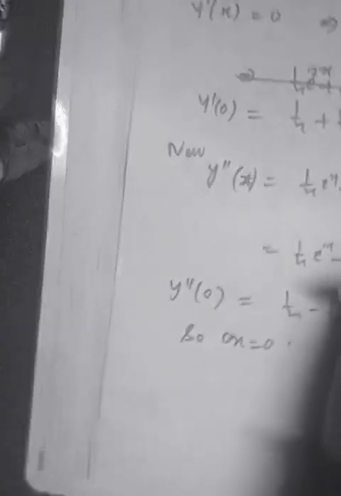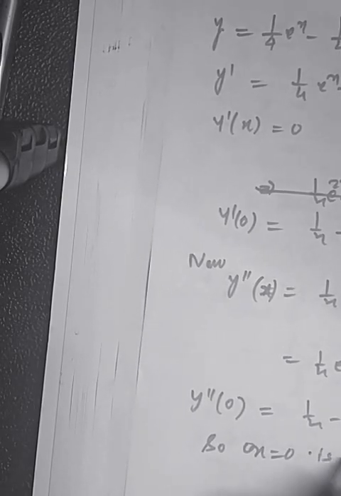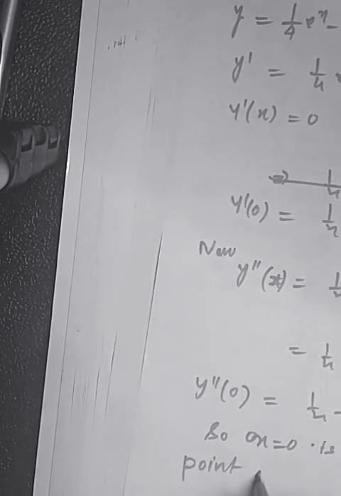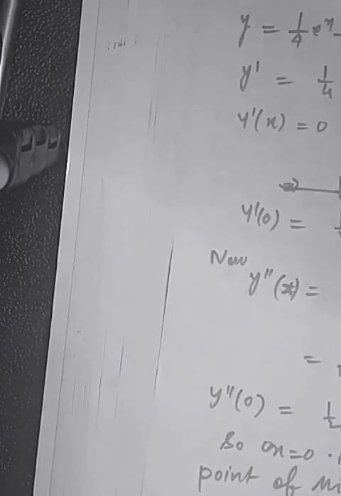So at x is equal to 0, what we get is that x is equal to 0 is a point of minimum. So that's it.